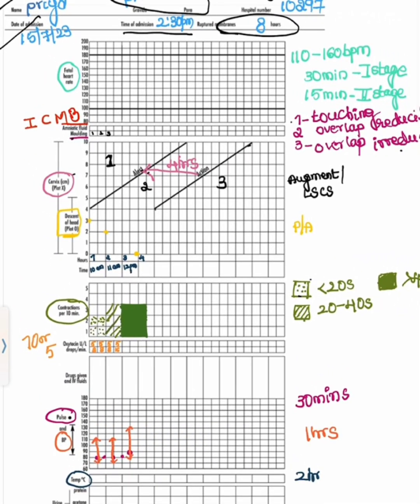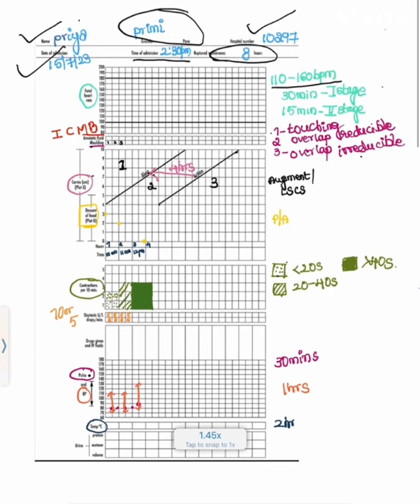FHS plotting is either measured through auscultation or through Doppler. Normal FHS range is 110 to 160 bpm. In the first stage of labor, we measure the FHS every 30 minutes. In the second stage of labor, we have to measure FHS every 15 minutes once. If it falls between the range of 110 to 160, it is normal.